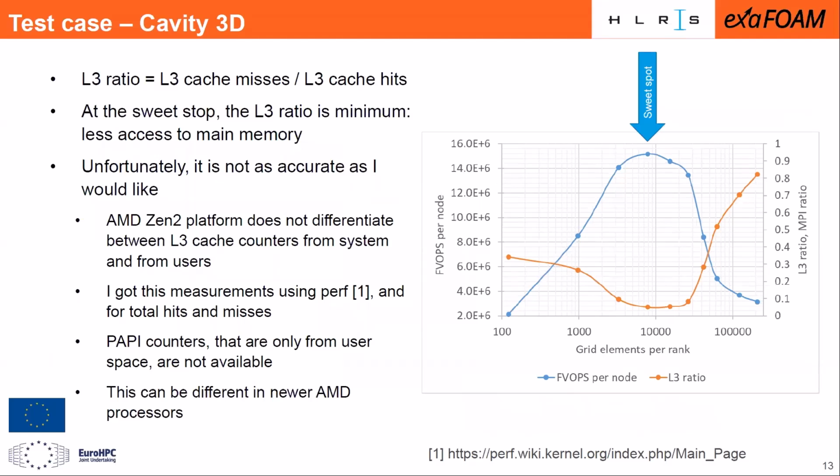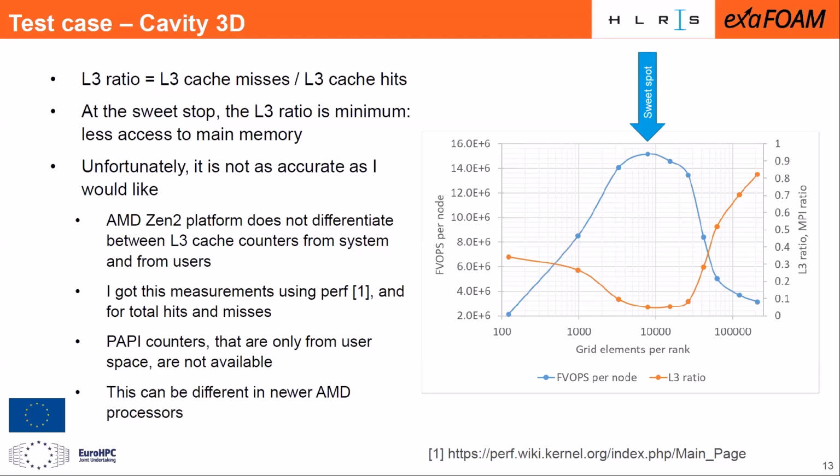And then to understand why we have such a large difference between the large grids and the sweet spot, I have used the L3 caches. I have built what I call the L3 ratio, which is the ratio of the L3 cache misses divided by the L3 cache hits. At the sweet spot, we see that the L3 ratio is at a minimum. That means that we have fewer accesses to the main memory. It confirms what we normally think happens, but now we have values to corroborate that.